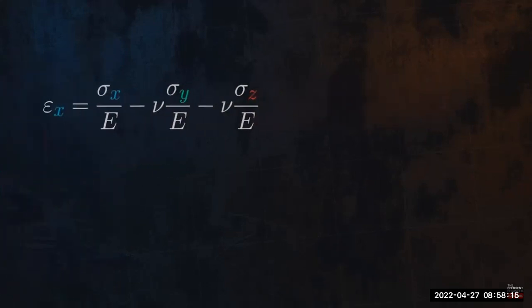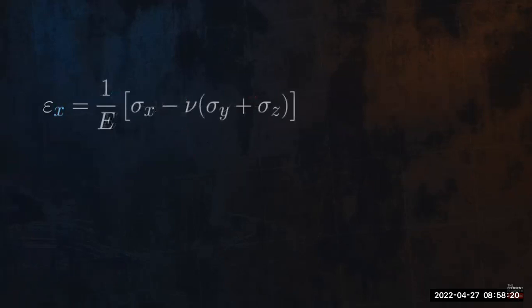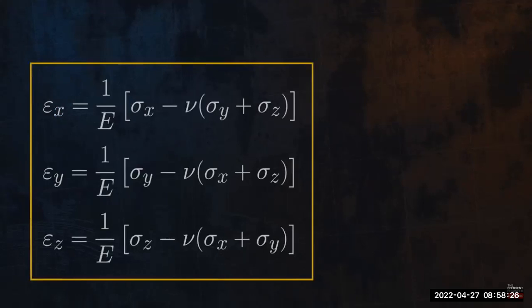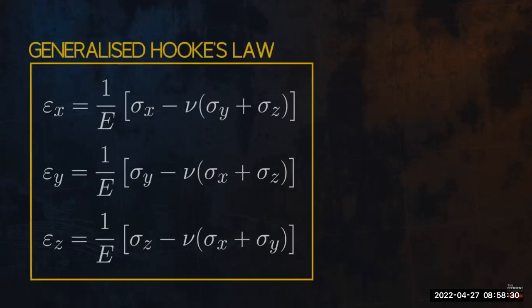We can rearrange this equation into a more practical form, like so, and then apply the same process to obtain equations for strains in the y and z directions. These equations form what is known as the generalized Hooke's law and can be used to determine deformations for a case of triaxial stress.